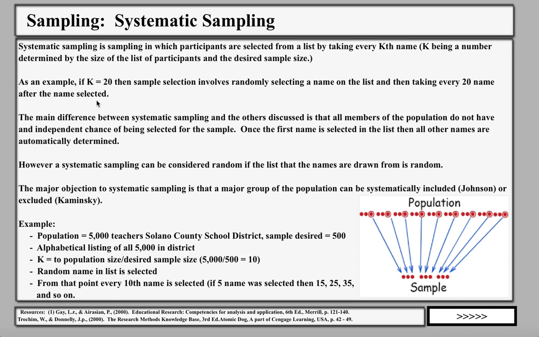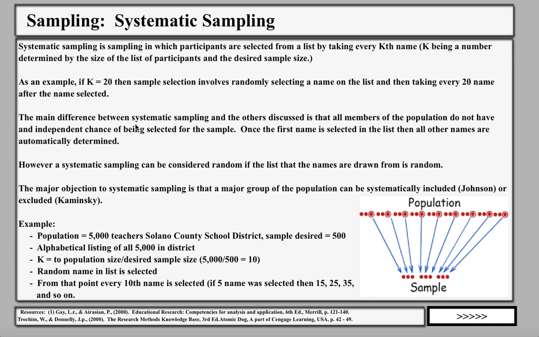So let's assume you randomly selected the 10th name. So then you would take the 20th after that. So you'd take the 30th name, the 50th name, the 70th name, the 90th name, the 110th name. So every 20.